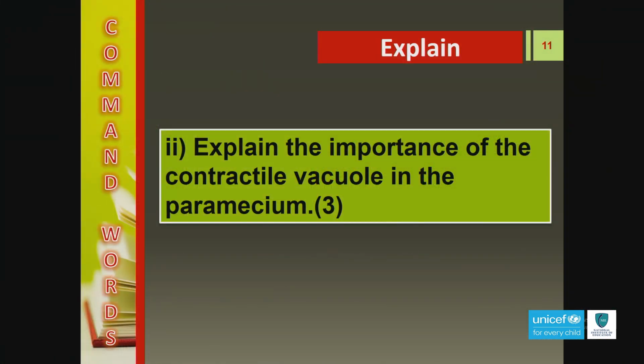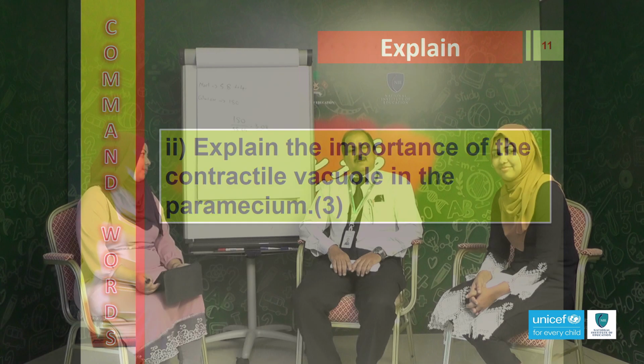Because of the importance of the explain command word, we'll have a look at another question related to explain. It says: explain the importance of the contractile vacuole in the paramecium. I think they will need to relate the knowledge in the question stem for this one, right, sir? Yeah, exactly. Now, I don't know how many of you have seen paramecium. Some people don't know what paramecium is. It's a protozoan. Only through a microscope do we see the material.